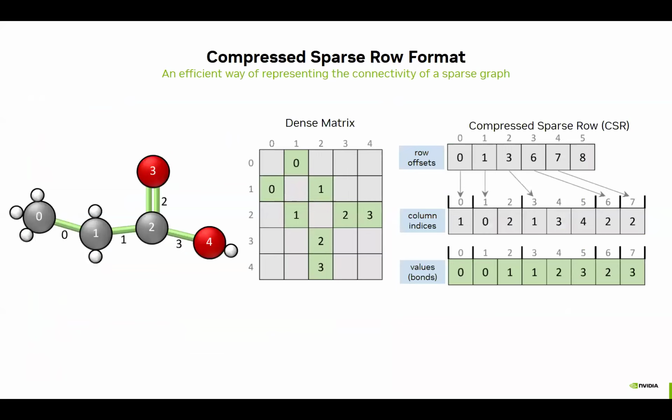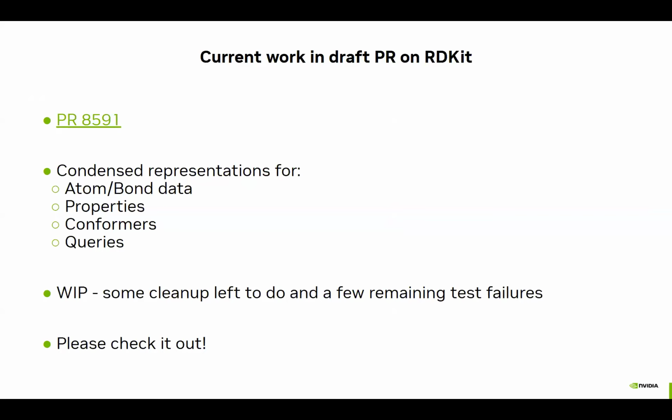So if you want to loop over atom properties, you're getting a lot more cache hits because bringing in atom 0 also brings in atom 1 and so on. This is a draft. There's a couple failing tests. There's some work that needs to be done. But if you're interested, check out PR 8591.